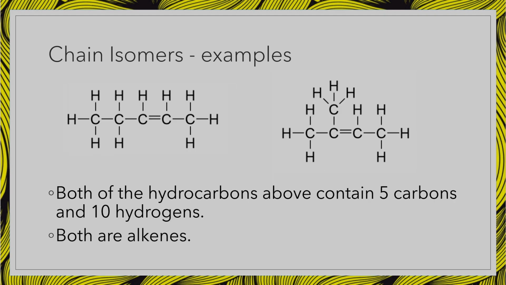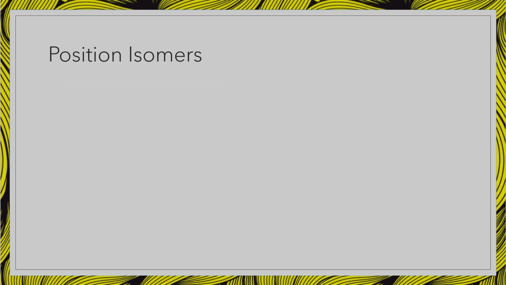Here's another example. On the left, we have 5 carbons in a row with a single double bond. So that is a pentene. On the right, the longest continuous chain is 4. So it's a butene, and in this case, it's 2-methylbutene. Both of them have 5 carbons and 10 hydrogens. Both are alkenes, but the longest chain is different.